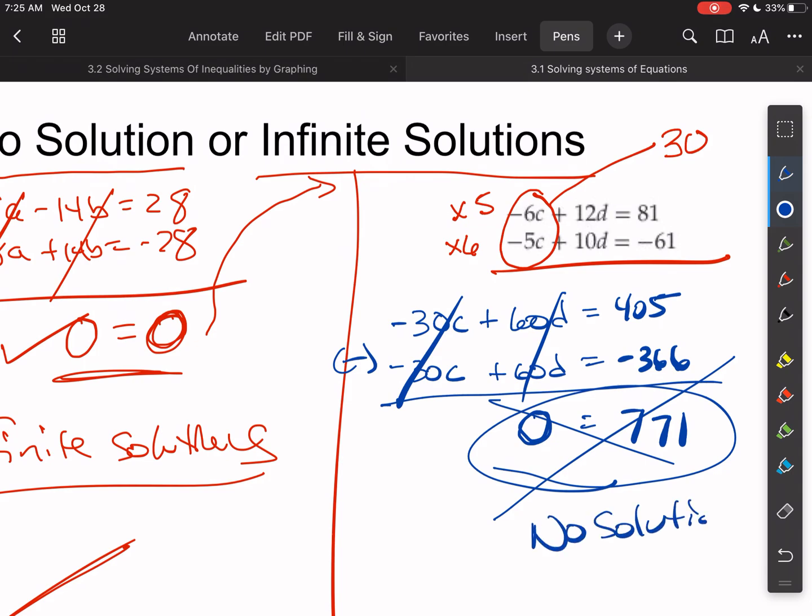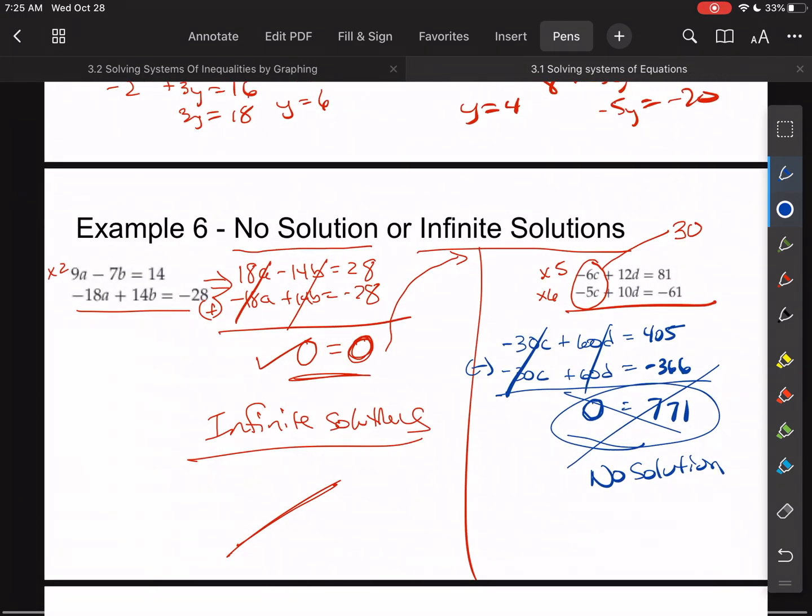So the difference between them: if you get something that is true always, infinite solutions, right? Where things cancel and you just get 0 equals 0 or something like that. When you get something that is always false, the answer is no solution. So these two lines will never cross. If this was talking about x and y, which it doesn't really matter what the variable is, you could solve each one of these for slope, and what you'd find is the slopes would be the same with different y-intercepts. These are parallel lines, right? Parallel lines never cross. Therefore, there's no solution to those things.